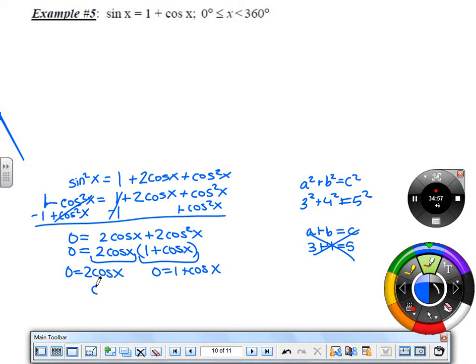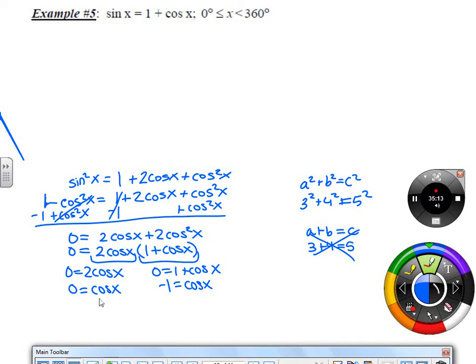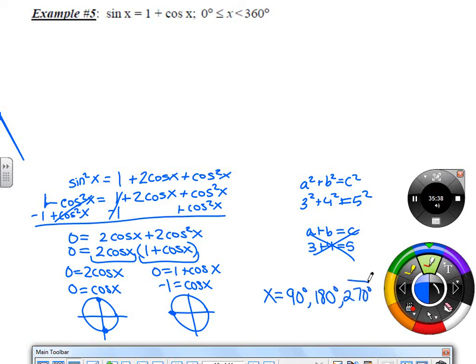Meaning I'm looking for angles where, if I divide both sides by 2 here, the cosine of x equals 0. And here, if I subtract 1 from both sides, the cosine of x equals negative 1. Okay. So cosine of x equals 0, and we're just looking from 0 to 360. So the cosine of x will equal 0 at 90 and at 270. The cosine of x will equal negative 1 at 180. Okay. So x can equal 90, 180, or 270. Those are all solutions that would make this equation true.